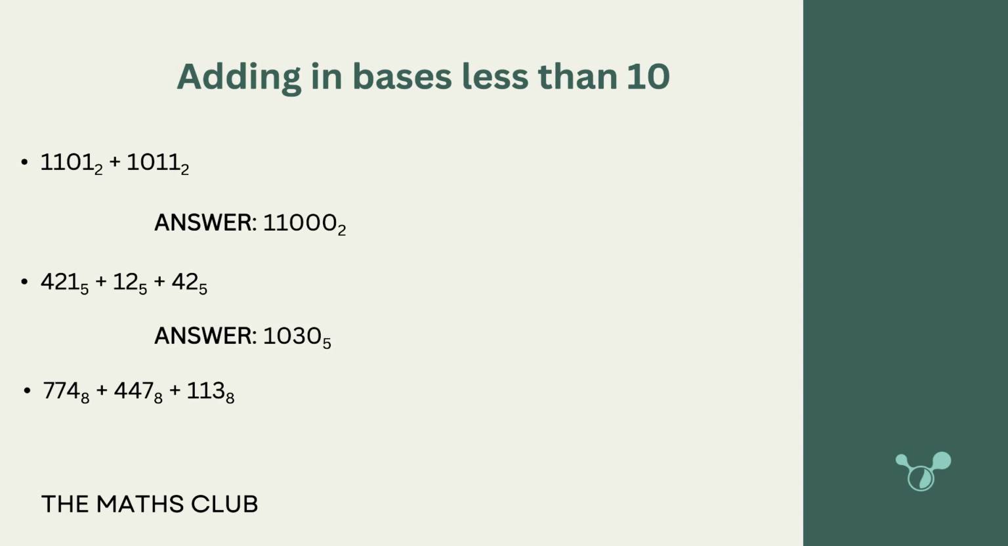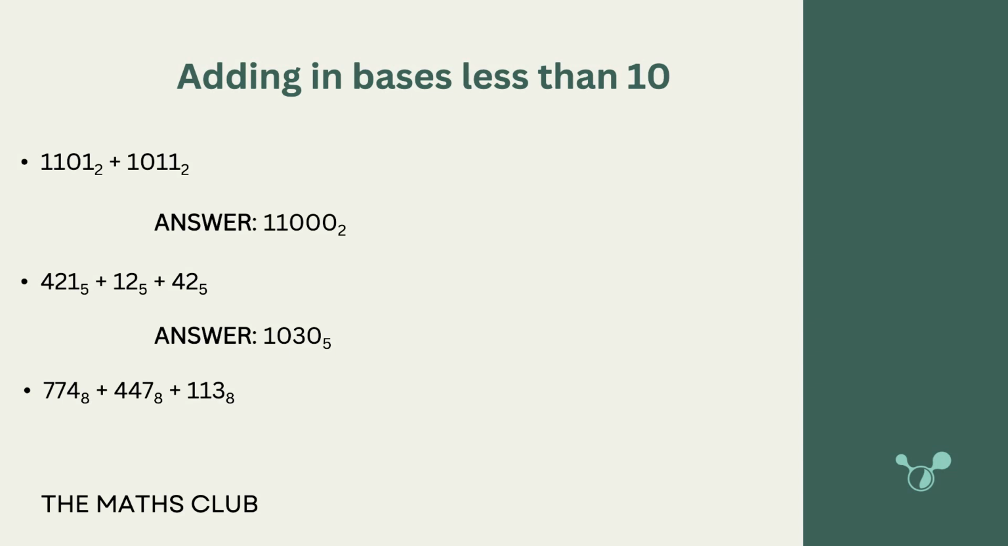Now, in the last video, we talked about adding bases less than 10, right? Especially when they are of the same base, where you're saying base 2, base 2, base 5, base 5, base 8, base 8, and we did the normal way of adding, right? And I also told you that there was another way of adding when you convert to base 10. Then the values that you get when you convert to base 10, you add them, and then you convert it back to the original base.